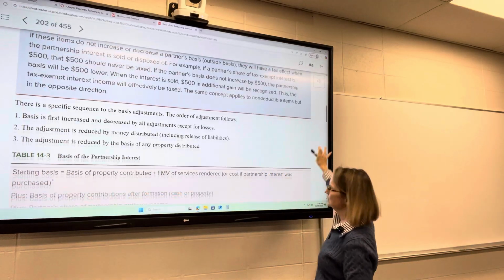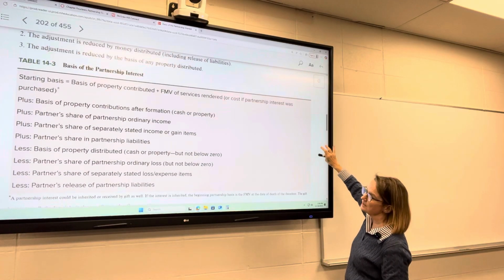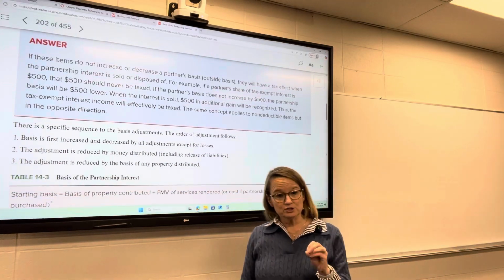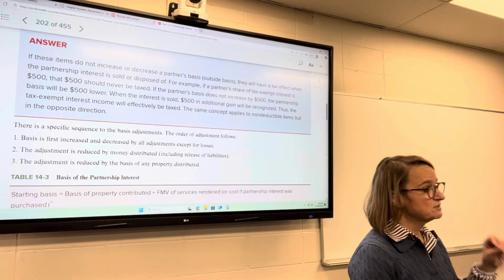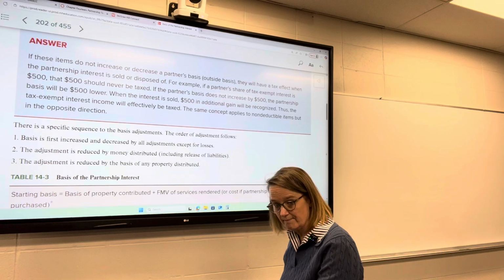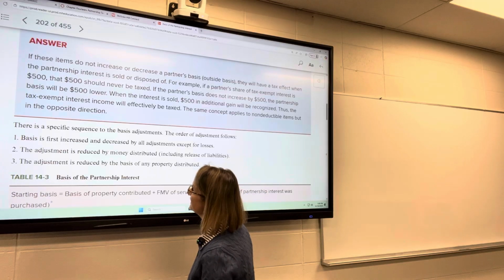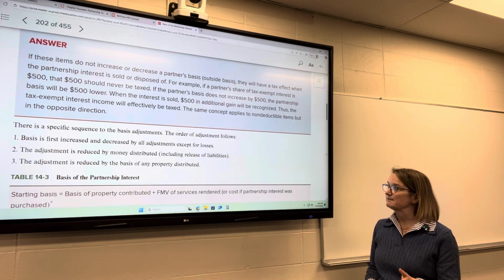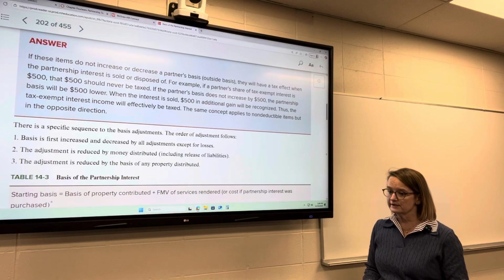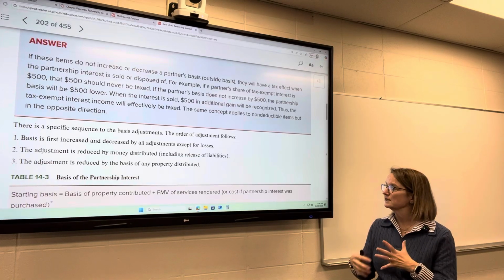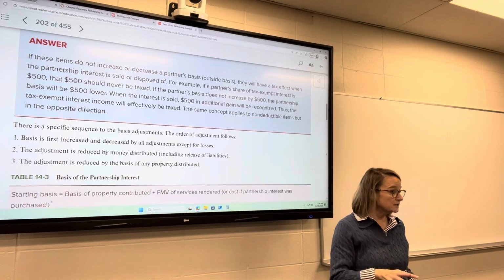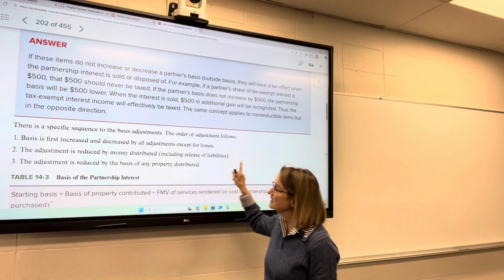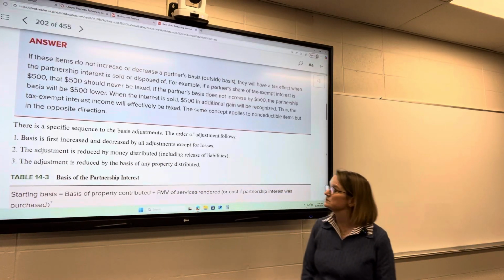So now we're going to talk about the items that affect our basis. In addition to these items affecting our basis, there is a specific order in which we apply them. The first thing we do, basis is first increased or decreased by adjustments except for losses. So ordinary income, all those separately stated items, we're going to include all that, but we're not going to include any losses at this point.